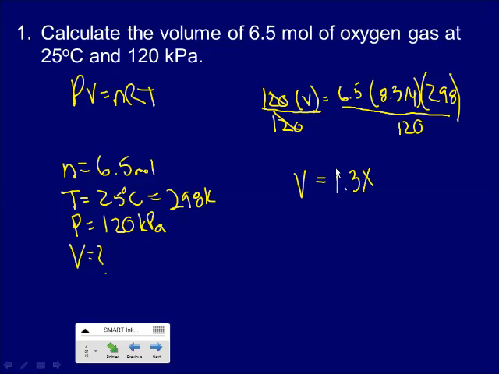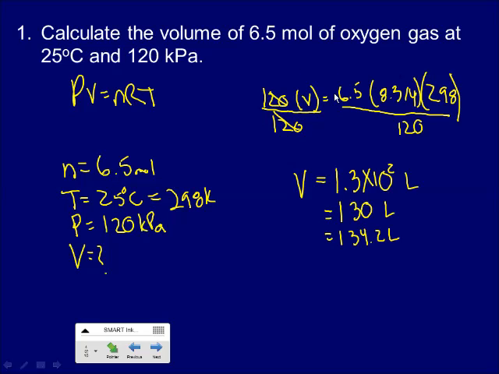Ooh, 1.3 times 10 to the 2. Some scientific notation. That's exciting. For those of you who didn't put it in scientific notation, what's that, 130? 130 liters? That's exactly perfect. You did exactly what you were supposed to do.